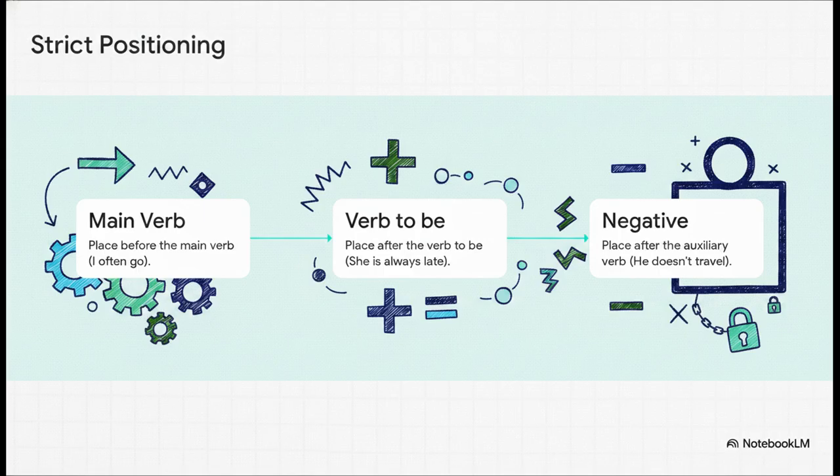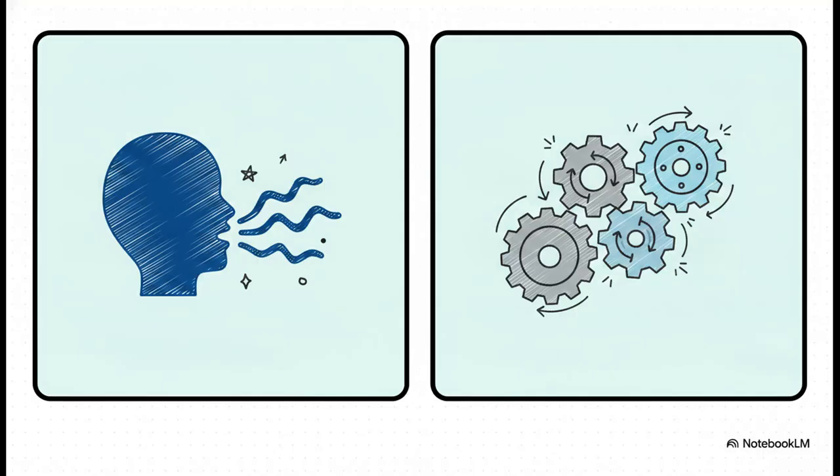He doesn't often travel. Because these slots are so strict, if you just translate directly and say he doesn't go often, you are breaking the skeleton. It has to be he doesn't often go. And that skeleton gets even more rigid when we ask questions.